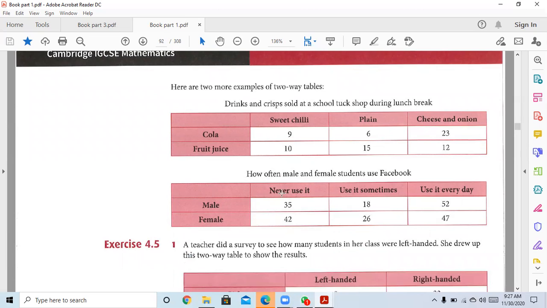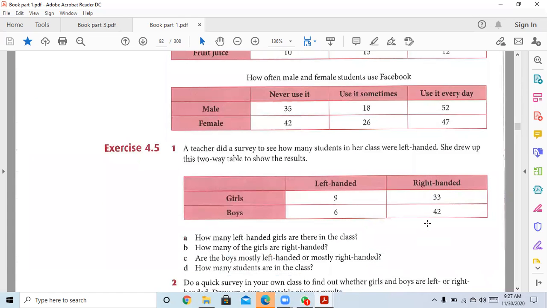How many male and female students use Facebook? So here I write male and female, and never use it, use it sometimes, use it every day. So this type of data we will mention here. Here, let's start our first example.